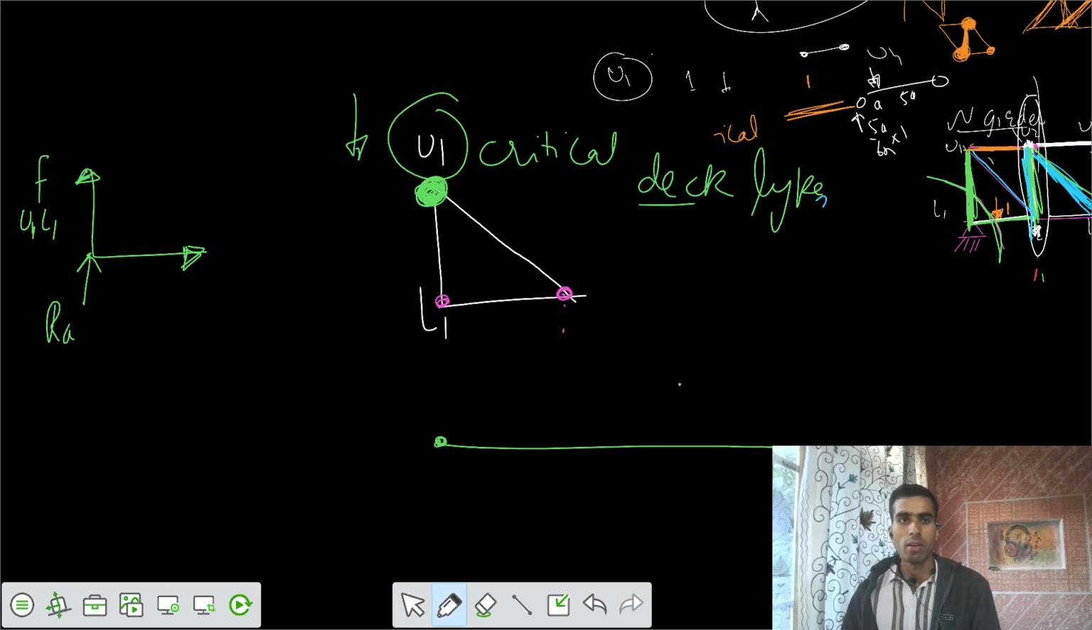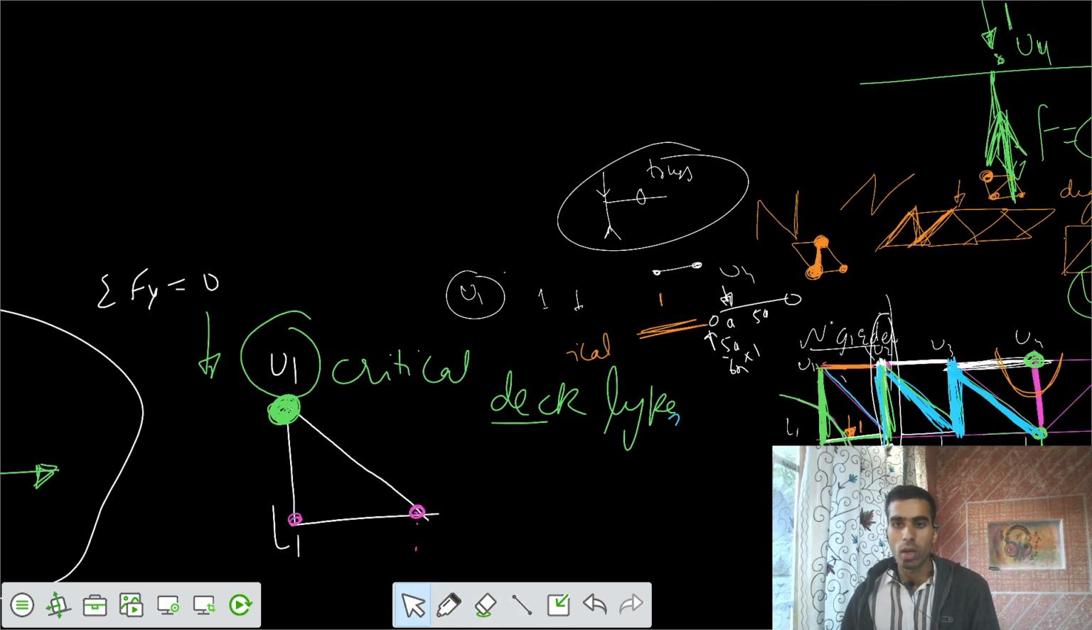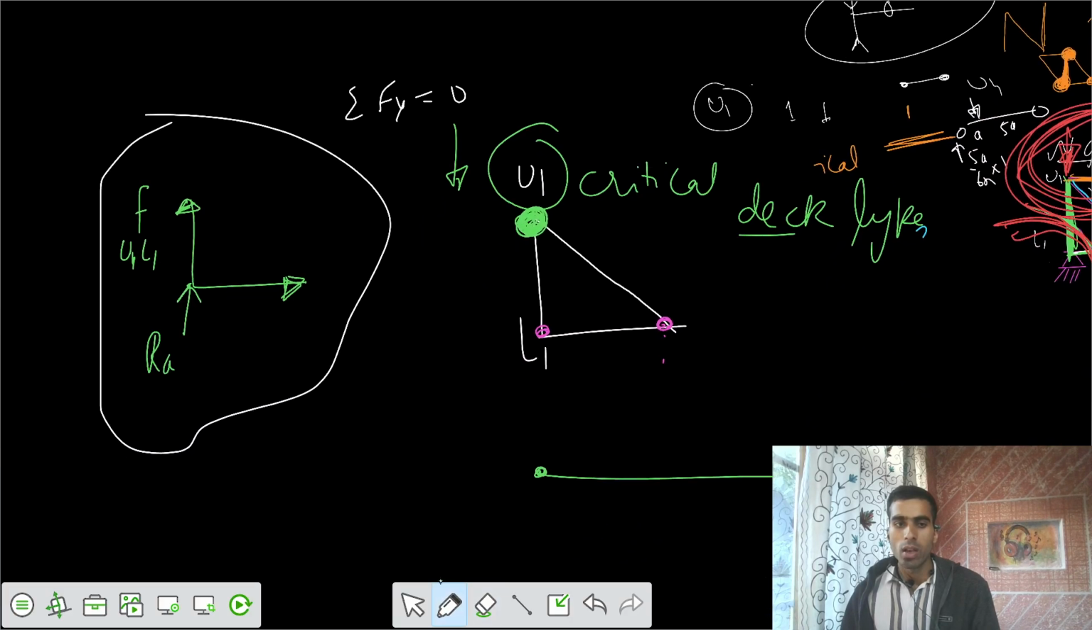If I apply summation Fy equals 0, I'm not applying the load at this junction. I'm applying the load from the top side, at the point U1. But my section does not have the effect of that load. It only cares about the value of the reaction.